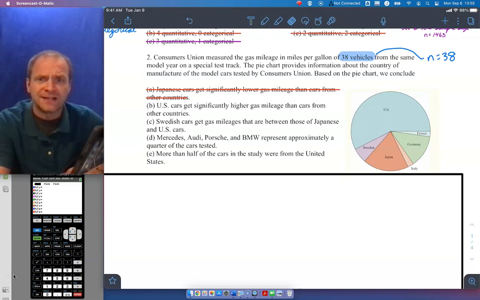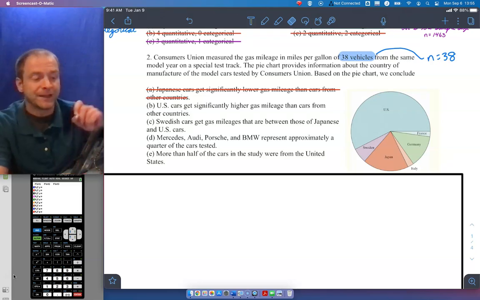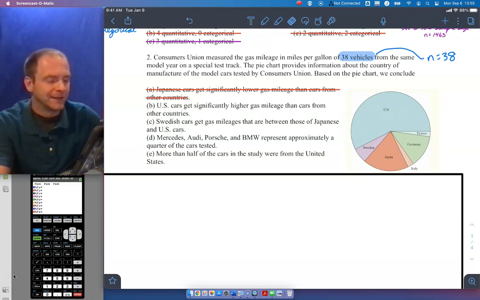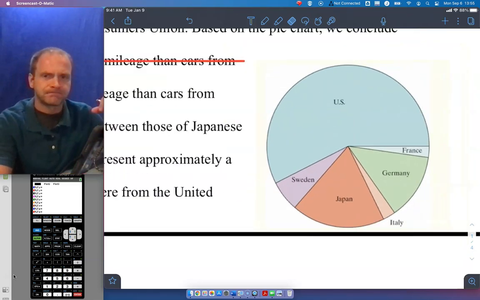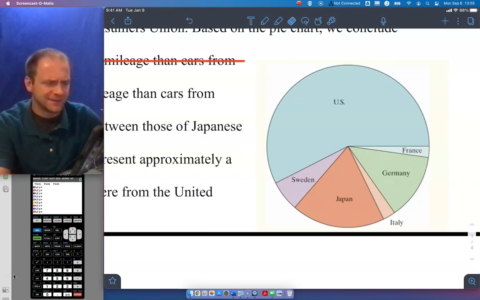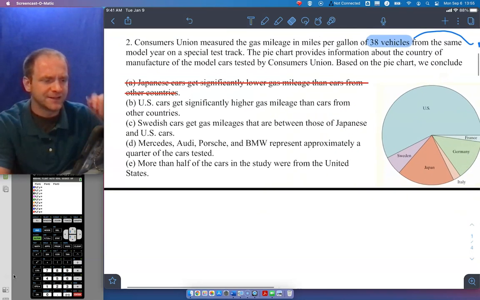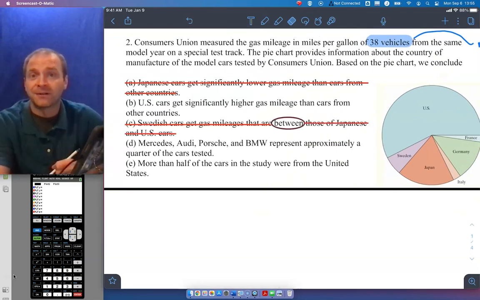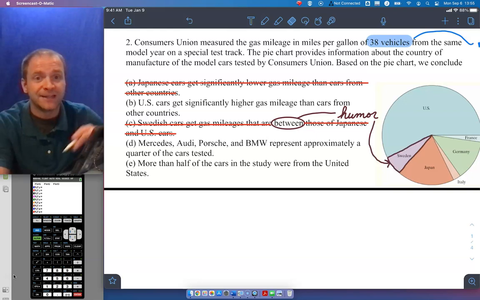C: Swedish cars get gas mileages that are between those of Japan and U.S. cars. Now, by the way, if I look at this one, is it between? You may go, well, it's not. U.S. is the biggest, Japan is the second biggest, Sweden's not. So you may cross that out, which, by the way, is a little bit of statistics humor. Notice I have the word between circled. This is some humor here, because if you look at it, Sweden is between U.S. and Japan in the pie chart. Oh, stats humor is so fun.